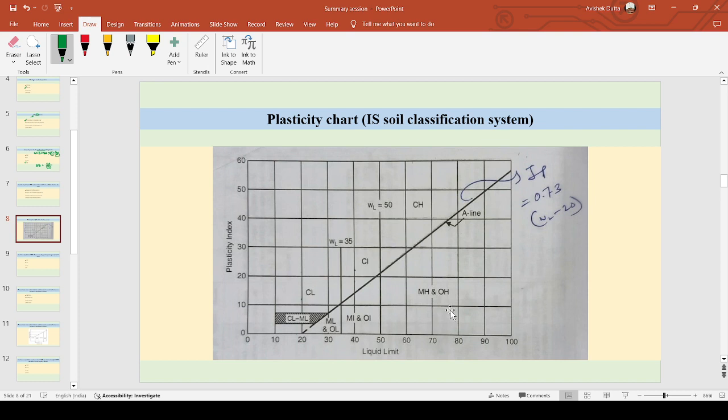But there is a small zone over here. This zone extends from plasticity index 4 to 7, and it starts from liquid limit 10 and extends till the A line. Now, as per the question given over here, what we need to do is find out the point exactly where the soil sample is lying.